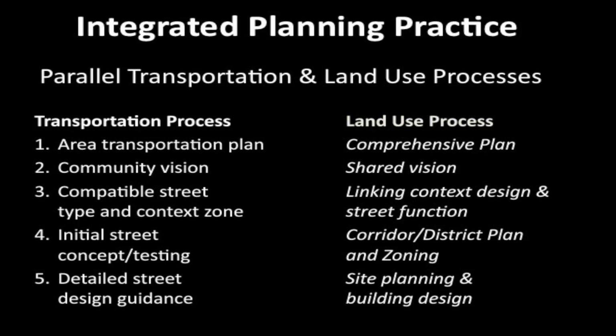And so that is a very important step to go through. And then step number 4, initial street concept and testing. This can be done in corridor and district planning and zoning format on the land use side. And then also very important is that you end up with very clear guidance on the details of how to design a good street, and you have learned about this in other taste and talk presentations and at the workshops that many of you have visited. And this is parallel on the site planning and building design side as well.